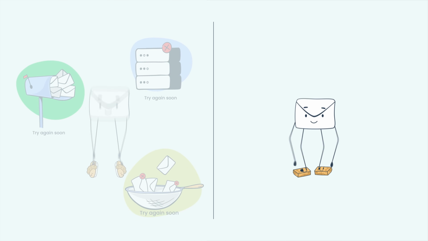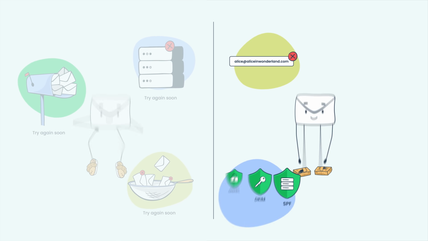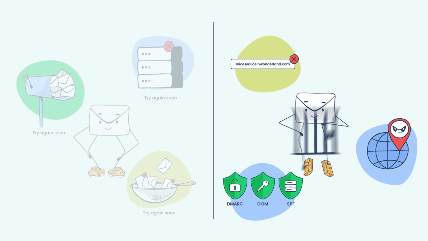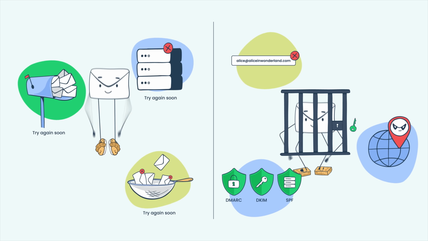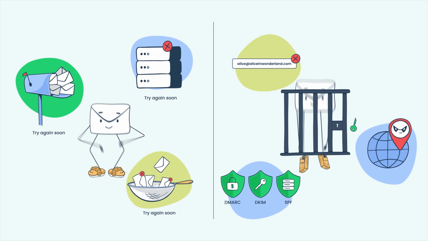A hard bounce is a permanent delivery issue, such as an invalid email address, improperly configured authentication protocols, or blacklisted IPs. Email servers won't try to resend hard bounced emails. To learn more about the differences between soft and hard bounces, check out our dedicated video.